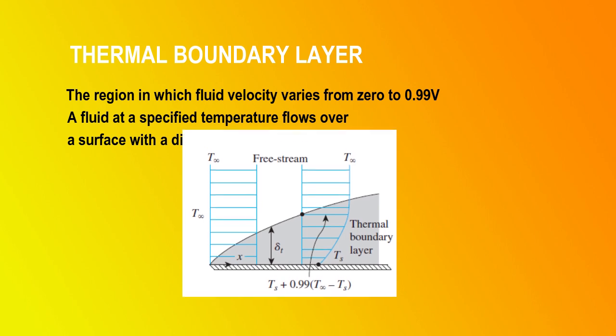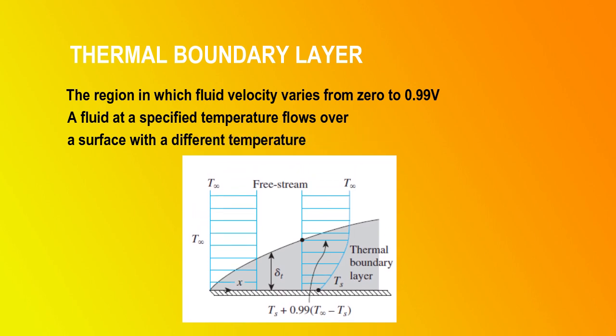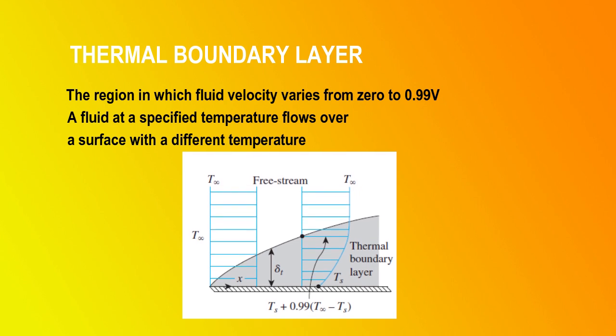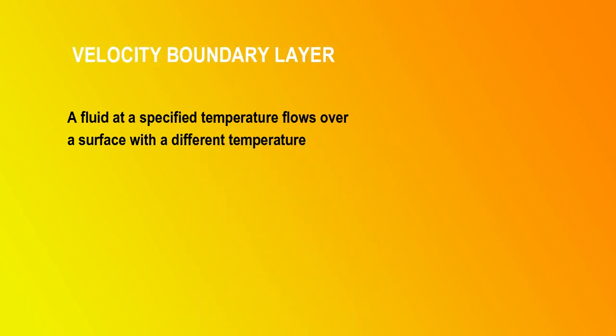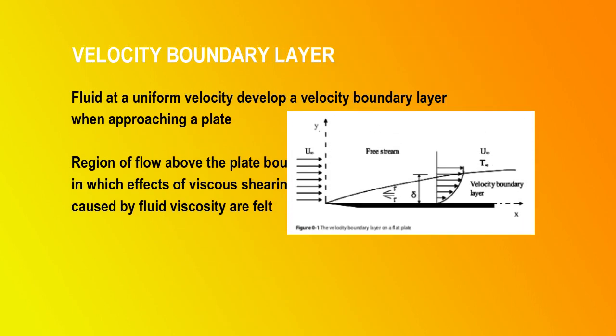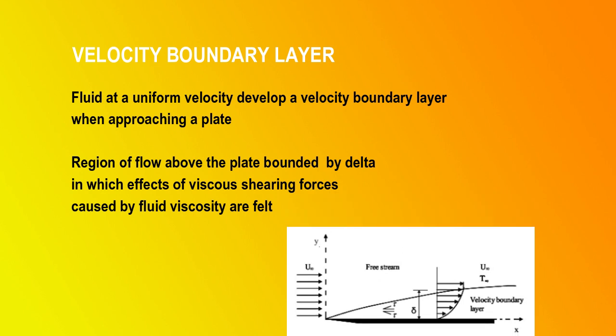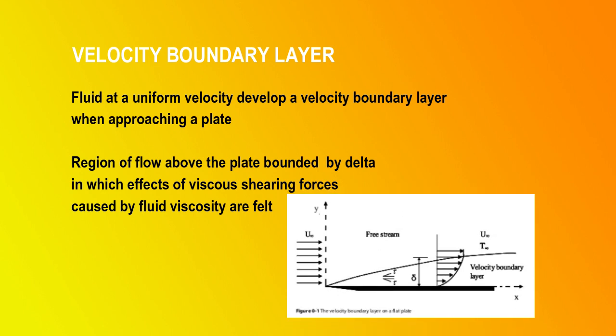Thermal boundary layer. Thermal boundary layer is the region in which the fluid temperature varies from the surface value to 0.99 of the free stream value. It is developed when a fluid at a specific temperature flows over a surface that is at a different temperature. Besides that, we also have the velocity boundary layer.